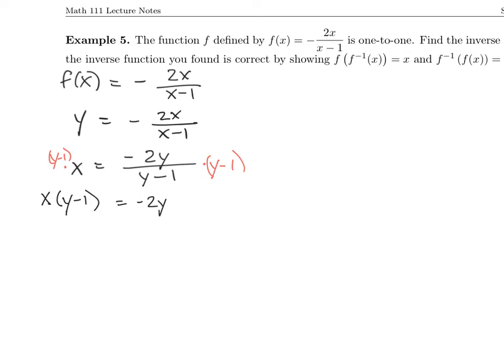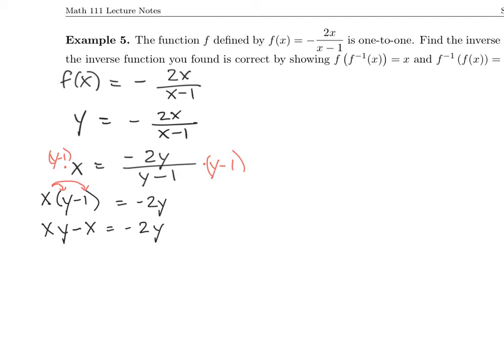Okay, so I'm here. I got to start moving things around. I can't just divide again, so we're going to distribute this x. There we go. So we get x times y minus, not 1, minus x, is equal to negative 2y. And then from here, I'm going to start moving things around so I can get y on one side of the equal sign and everything else to the other side. I don't really care about the x's for right now because I'm trying to get y by itself.